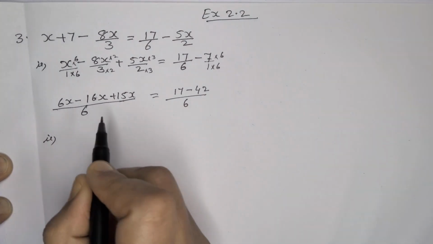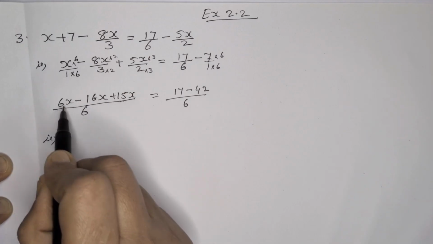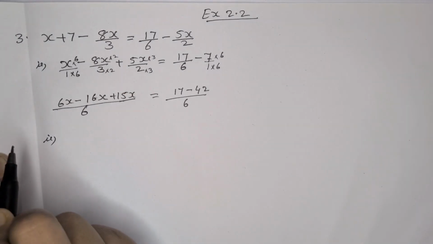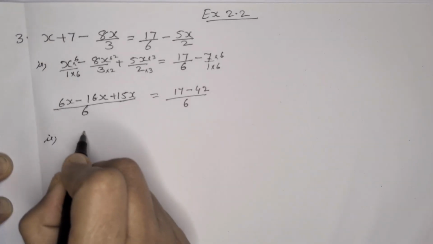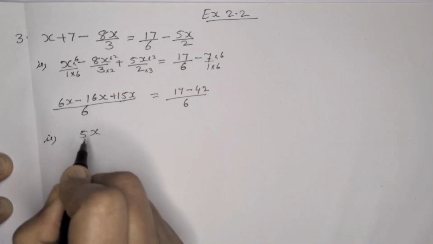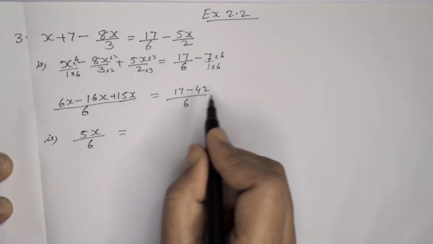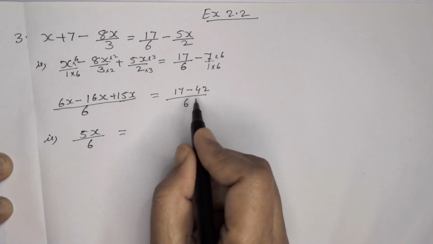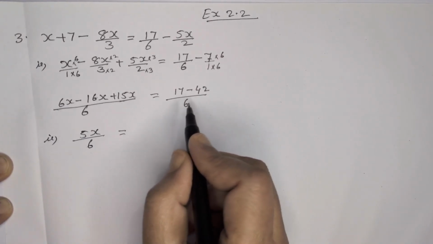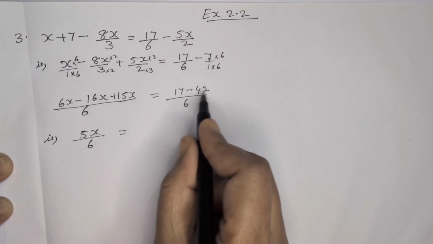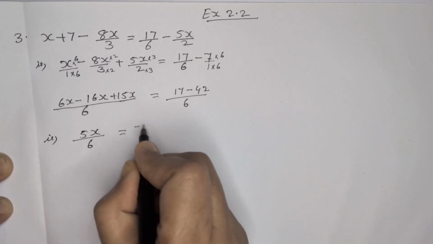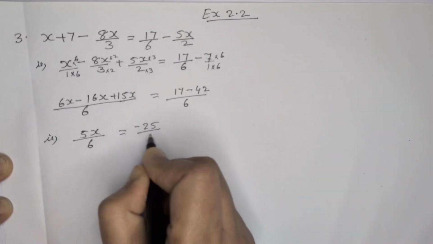That is, add the positive terms first. 6x plus 15x, 21x minus 16x, that will come 5x by 6 is equal to 17 minus 42. That means 42 minus 17, 25. Bigger number is negative, so minus 25 by 6.